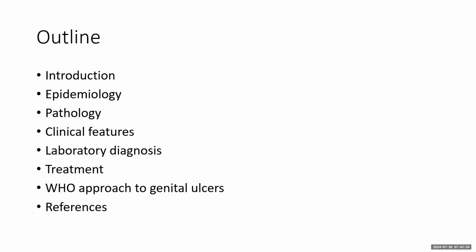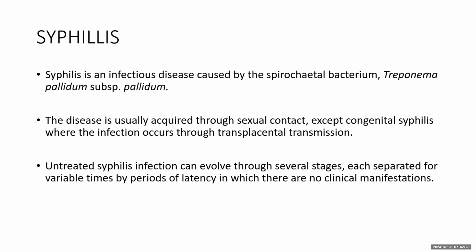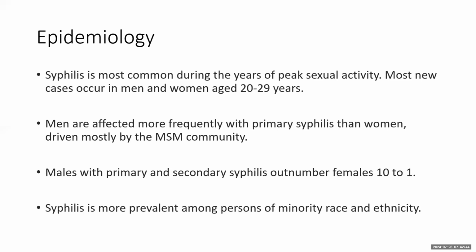Then I want to quickly talk about syphilis following this outline. It's an infectious disease caused by the spirochete Treponema pallidum subspecies pallidum. It is mainly acquired through sexual contact. However, we can have vertical transmission, where there's congenital syphilis. Untreated, it can go on to form secondary syphilis, tertiary, and latent, and then the congenital one.